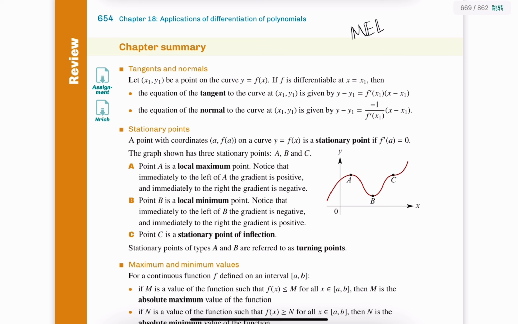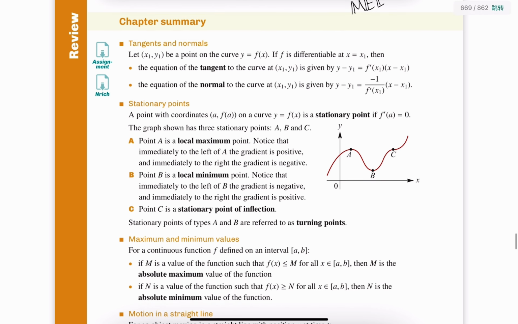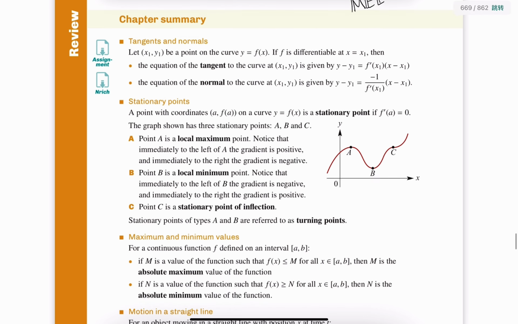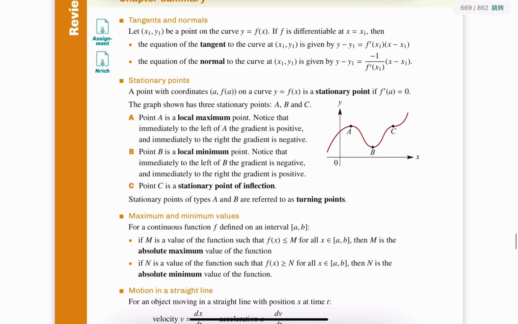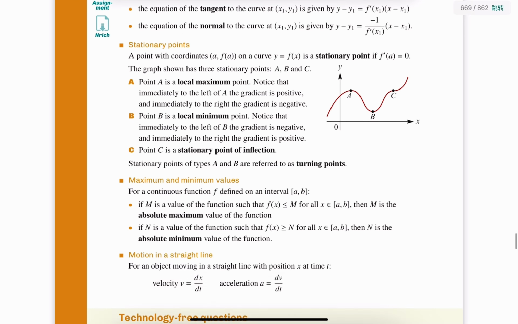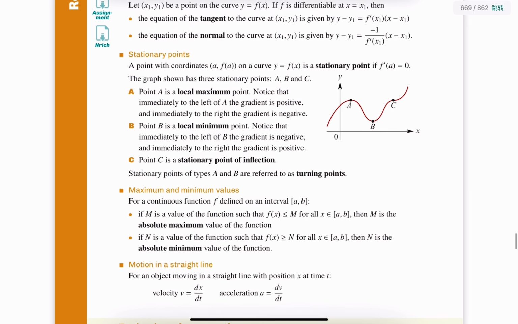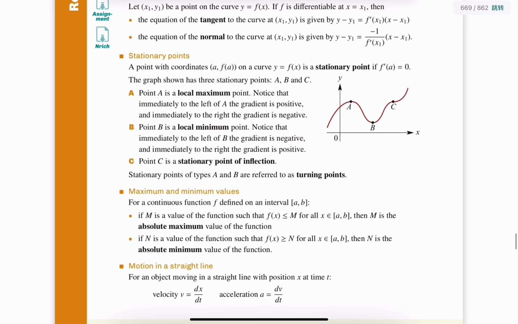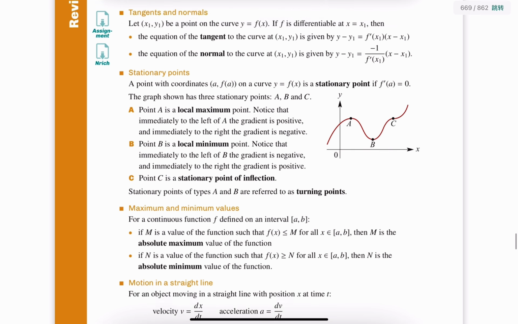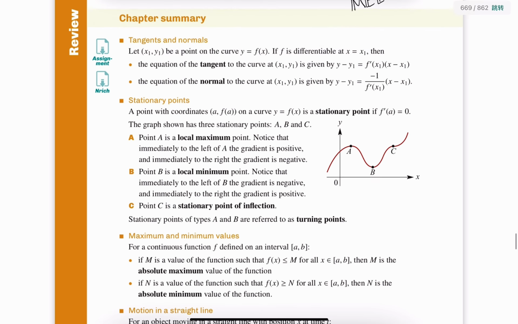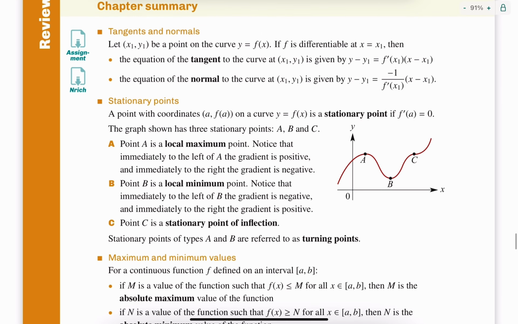So it's about polynomials, which are curves, and how we want to differentiate them, and some important features about the curve, such as local max, min, and stationary point and stuff. So this is a summary. Okay, let's go through all of this.